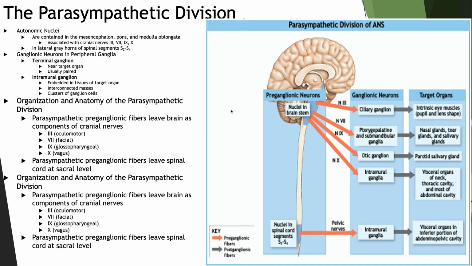Parasympathetic preganglionic fibers leave the brain in cranial nerves 3, 7, 9, and 10. These fibers carry the cranial parasympathetic output to visceral structures in the head. These fibers synapse in the ciliary, submandibular, and otic ganglia. Short postganglionic fibers continue to their peripheral targets.